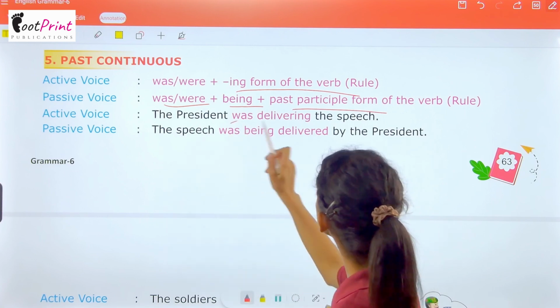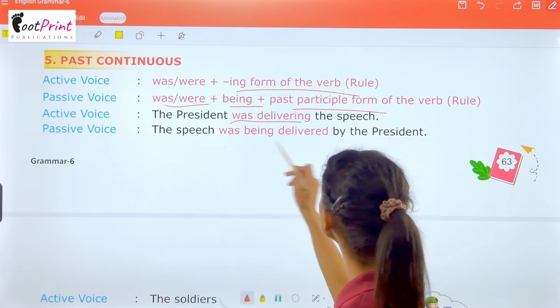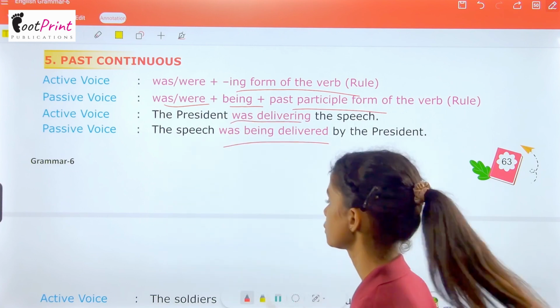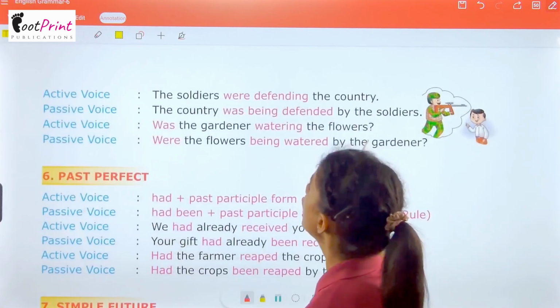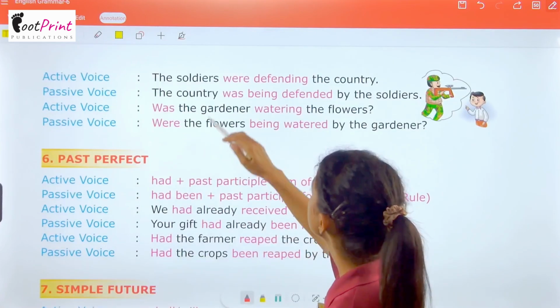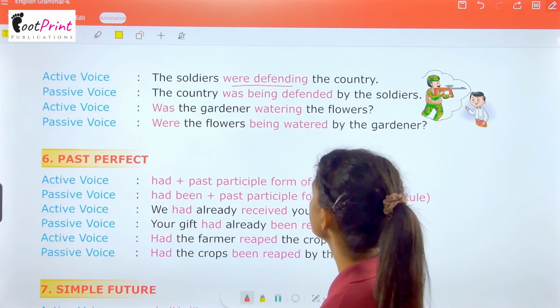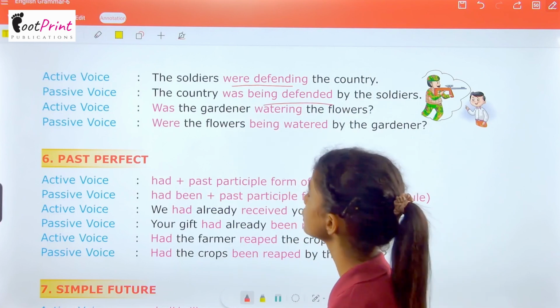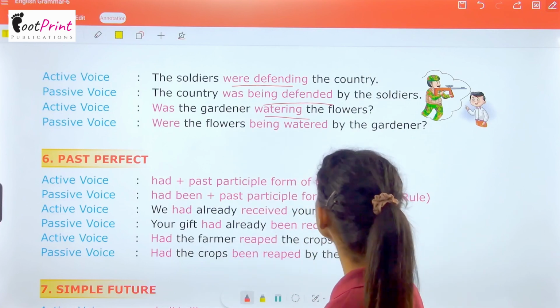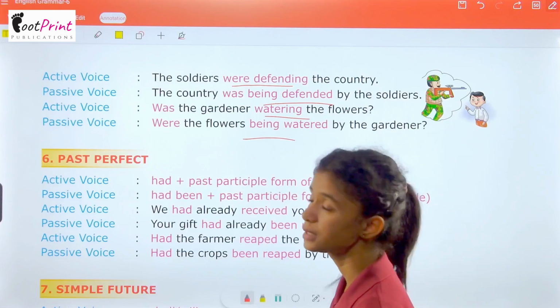Active voice: The president was delivering the speech. The speech was being delivered by the president. Active voice: The soldiers were defending the country. The country was being defended by the soldiers. Was the gardener watering the flowers? Were the flowers being watered by the gardener?